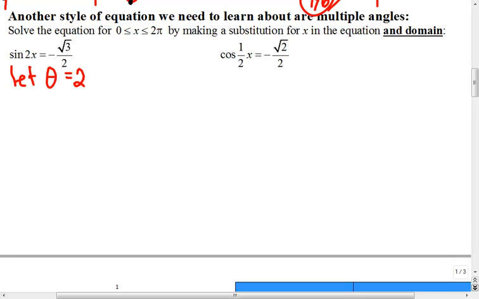So let's get rid of 2x. But I have to be very careful about how I get rid of it. So to be careful, I'm going to tell myself what's equal to 2x. I'm going to call it theta. That way I can rewrite my equation as: what's the sine of theta equal to negative root 3 over 2. This equation is one you should be able to solve now.